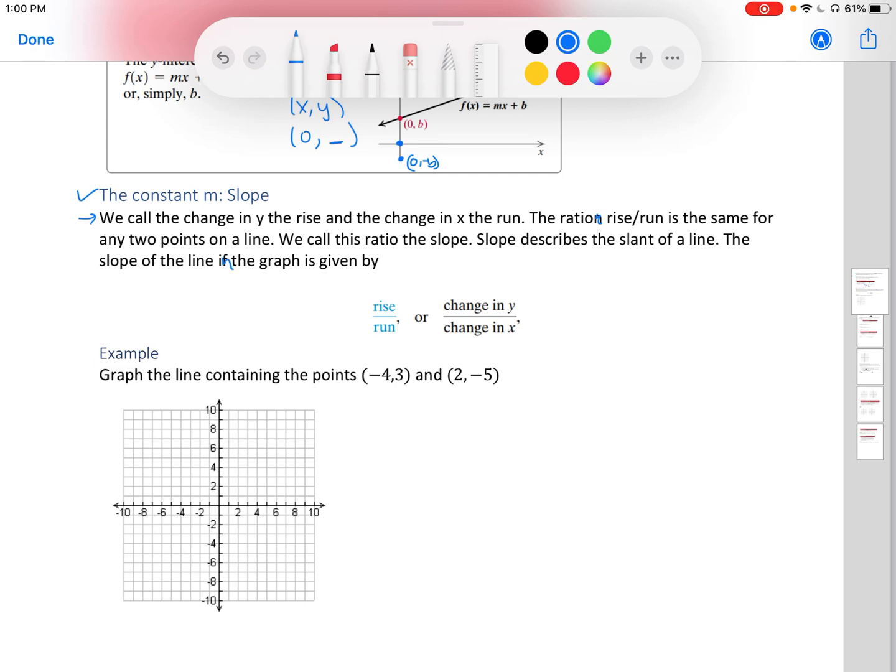rise over run, which is the same as change in y over change in x. I also think of your slope as your steepness, how steep something is. Now, instead of change in y, you'll see a little delta. Same for x: change in y and change in x. We can also use that Greek letter delta to symbolize that, and it just means a difference in. So yes, subtraction.